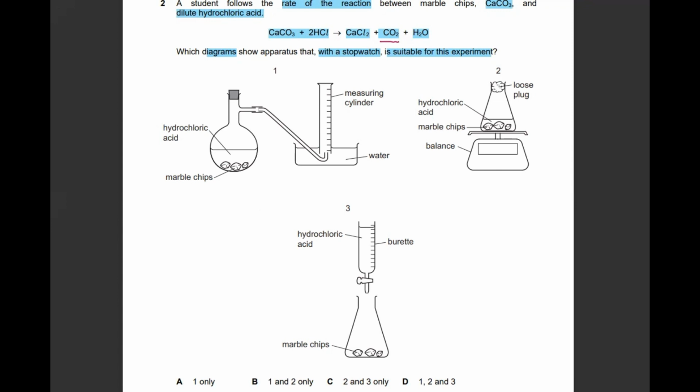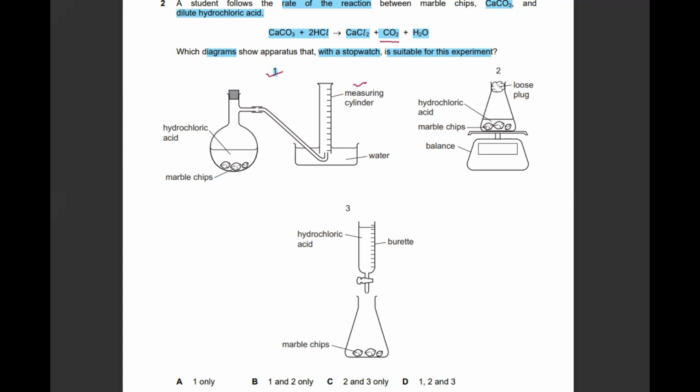So in experiment 1 you are measuring the gas, and you're collecting the gas in the measuring cylinder. We will be needing a stopwatch here because we are going to collect the data, the volume of the gas against time. So in 1 you will definitely use a stopwatch, okay?